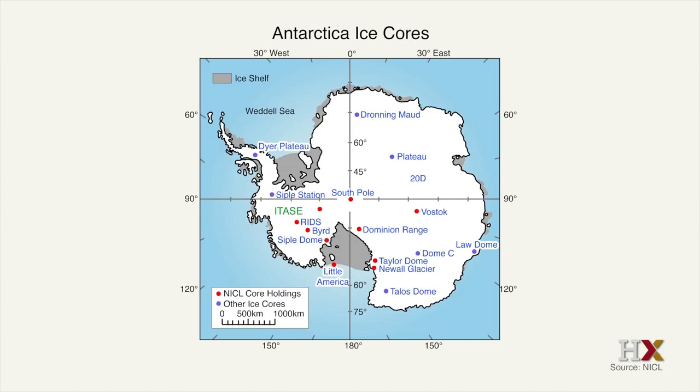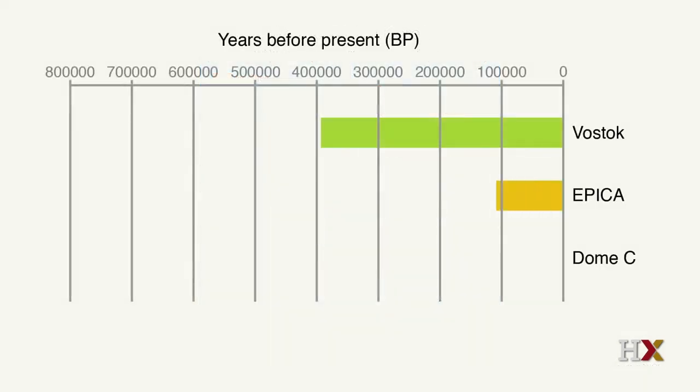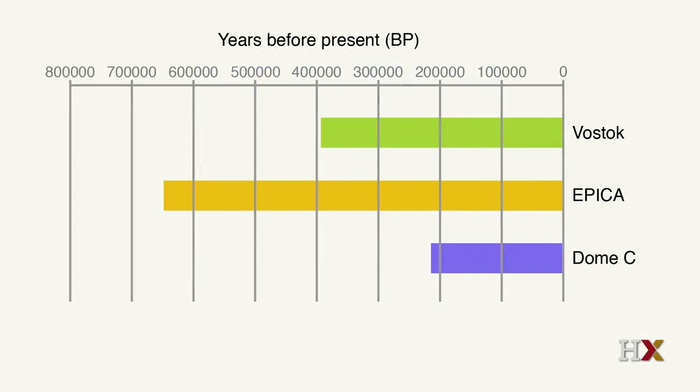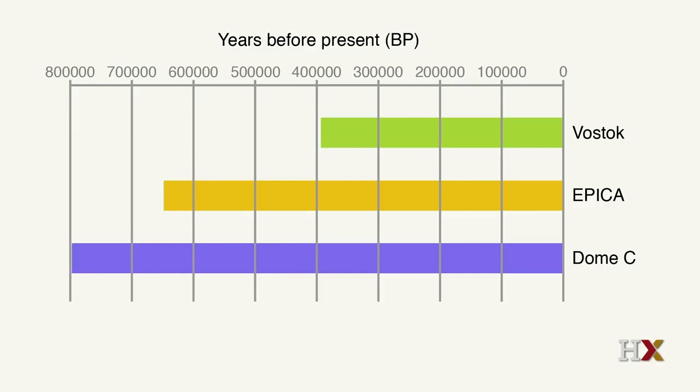More recent expeditions near Vostok, the Epica core, for example, have gone even further back. The Vostok ice core went about 400,000 years back before present, and the Epica core extended that to about 650,000 years. And now we have ice cores that have gone all the way 800,000 years back before present.